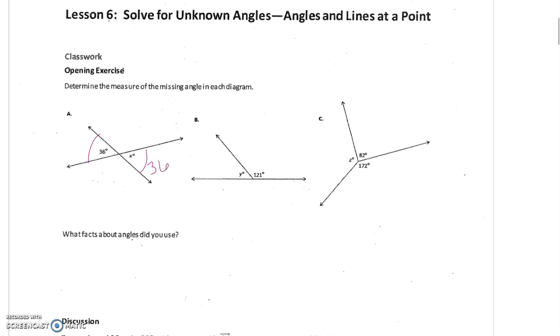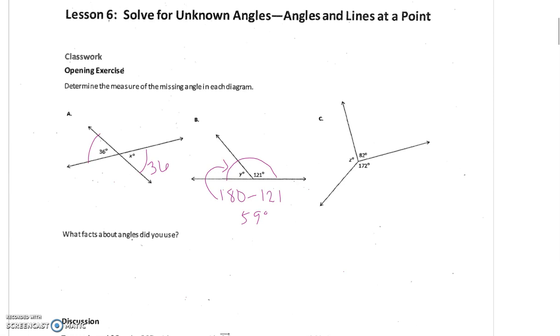For part B, we should be thinking that these two angles make a linear pair, which means that they have to add up to 180. So 180 minus 121 is 59. So y is 59.